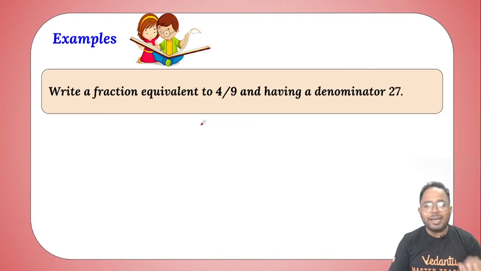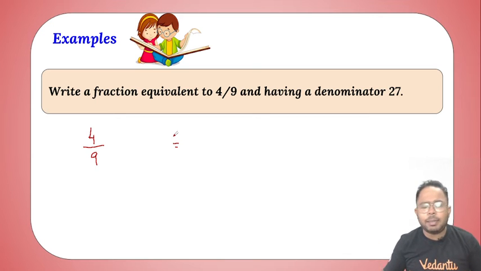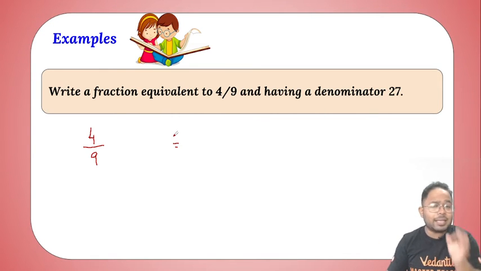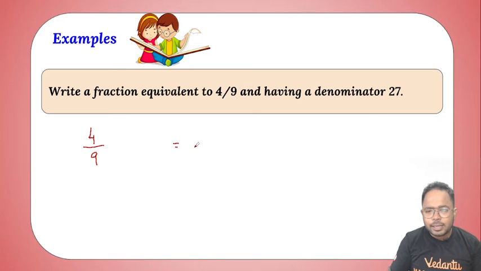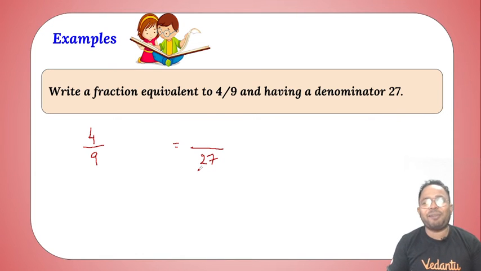Write a fraction equivalent to 4/9 and having a denominator 27. You have to write a fraction equivalent to 4/9 and, as we all know, we can make multiple number of equivalent fractions, but तुम्हें ऐसा equivalent fraction बनाना है जिसका denominator 27 हो. जल्दी से बताओ बच्चों, जल्दी से चैट बॉक्स में बताओ क्या होने वाला है इसका आंसर.